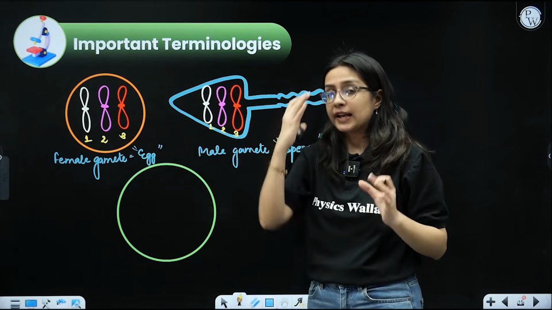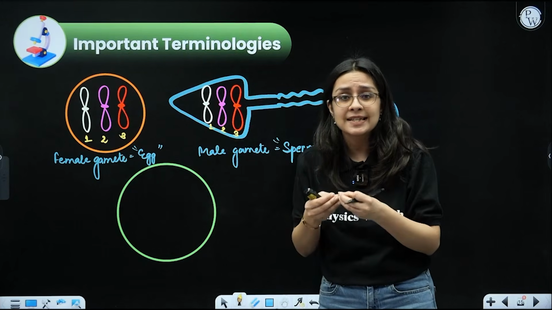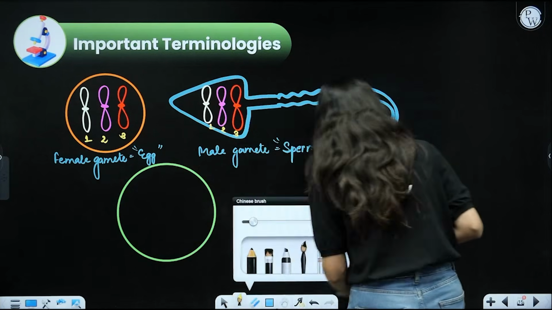Now you know, once the gametes, that is egg and sperm, are produced, they will fertilize, they will fuse, and once they fuse, a single cell called a zygote will be formed.